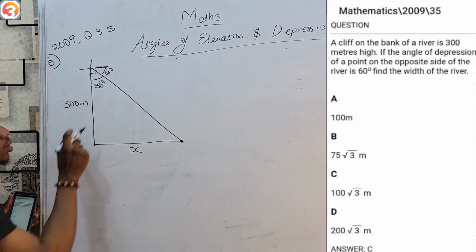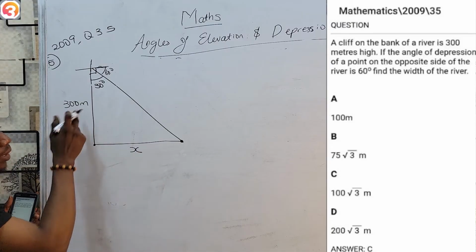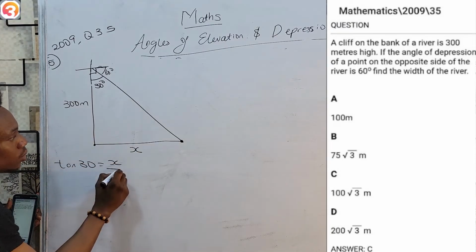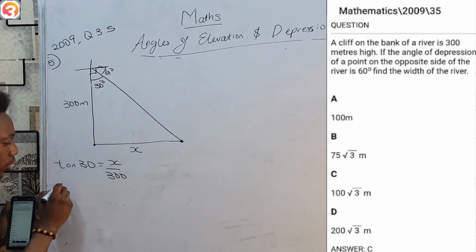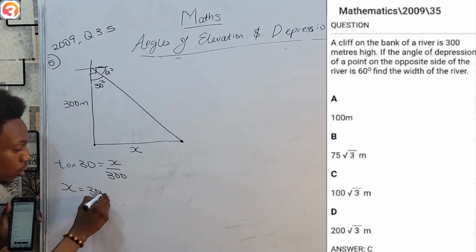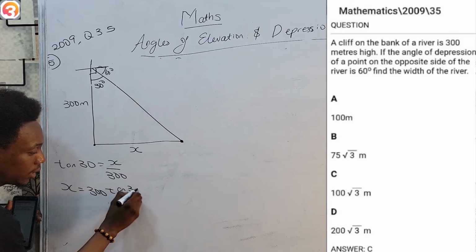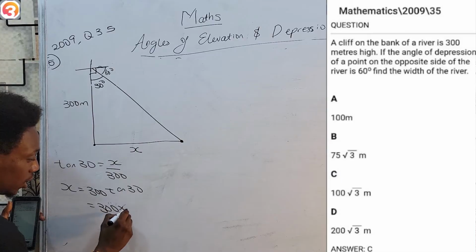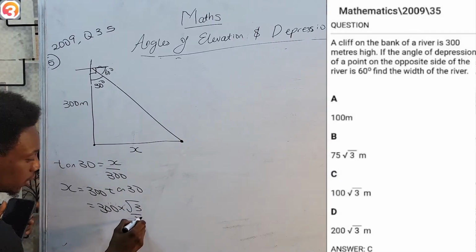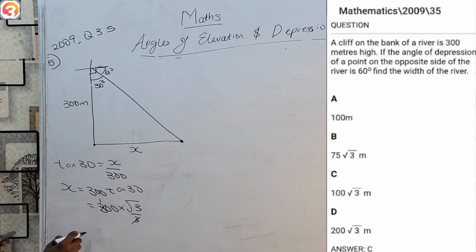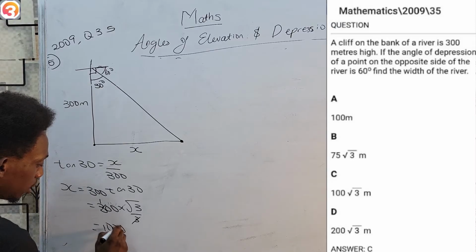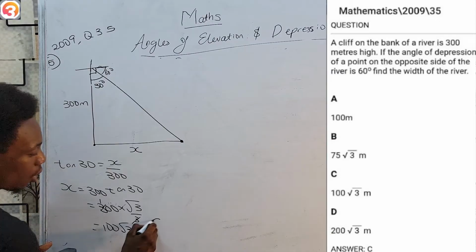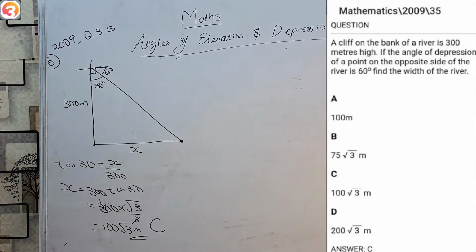So that means for 30 degrees, opposite and adjacent, tan 30 equals opposite x over adjacent 300. So x equals 300 tan 30. And what is tan 30? You should know that tan 30 is root 3 over 3. 3 a 1, 3 a 1. And that is 100 root 3 meters, which is option C.